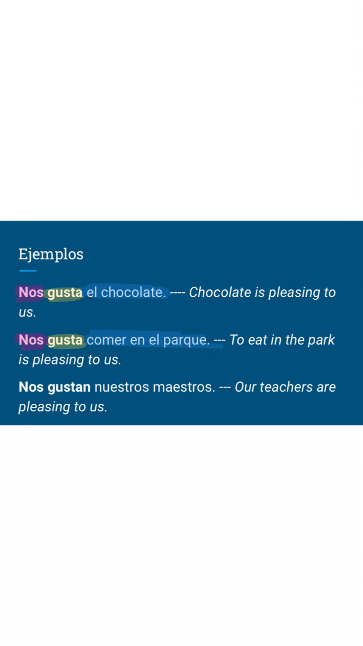We see an example down below where we use gustan in the plural form, because what is doing the pleasing are nuestros maestros, o sea, our teachers. So nos gustan nuestros maestros, right? Or our teachers are pleasing to us. All right. So as far as nos goes, it's as simple and as easy as me and te. Great job, my friends. Let's move on.